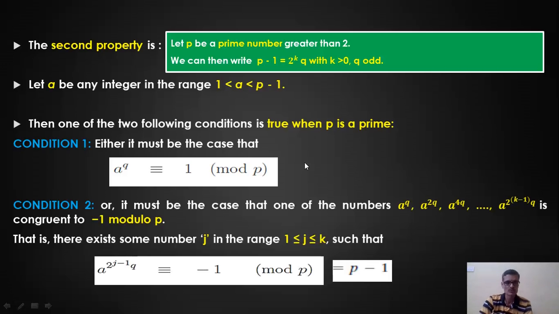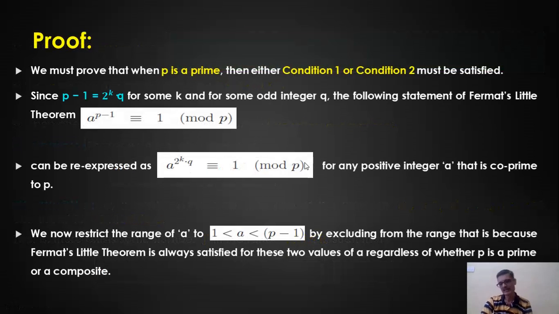Now let us understand this with the proof, and finally with an example. So we have to prove that p is a prime number. Either condition 1 or condition 2 should be satisfied, as I told earlier, right? So p minus 1 is 2 power k into q. That's what I have written here.